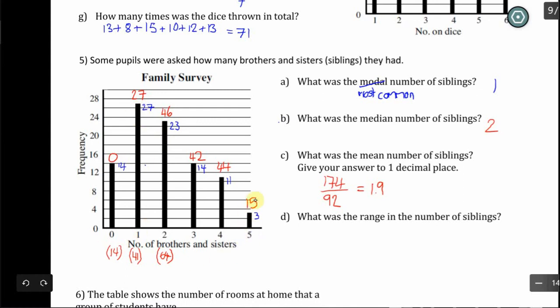Again, some people think you have to do it with these multiplied numbers, take away the lowest from the highest. It's not, it's just looking at what it's asking in the question. What was the range in the number of siblings? So what's the maximum number of siblings anyone had? Well, in this question, it's 5. What's the minimum number of siblings anyone had? 0 in this question. So the range in the number of siblings is 5 for this question.